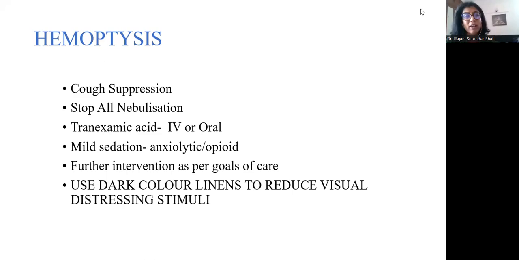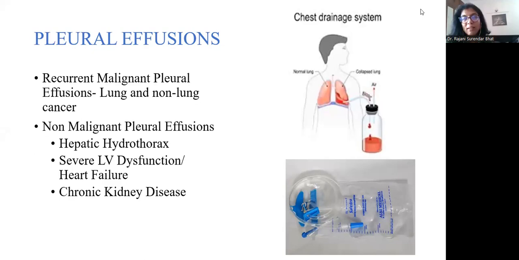Pleural effusions are very distressing. And most of the time they require drainage if they are recurrent and rapidly filling up. So for malignant pleural effusions, patients will sometimes have a chest tube. It's important to know how to take care of chest tubes. Nowadays, sometimes we have to send patients home with a drainage bag. And we also have newer devices, which are called Plurex catheters, indwelling catheters, and newer procedures available.